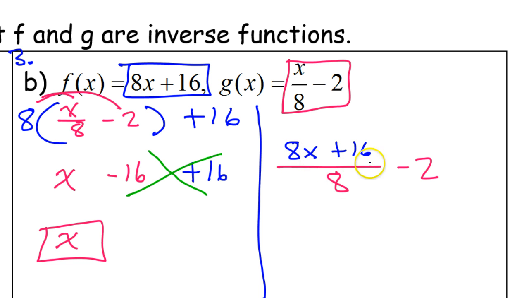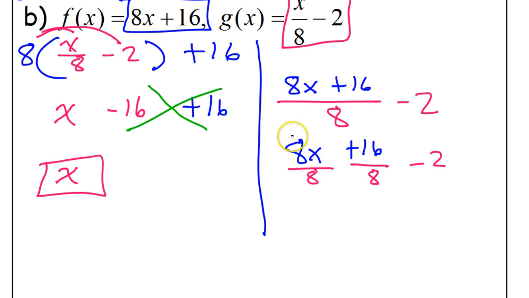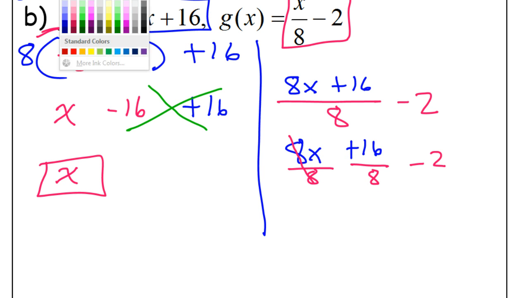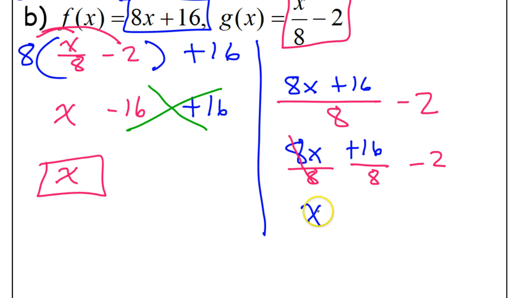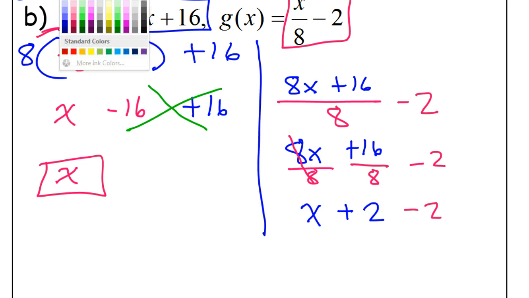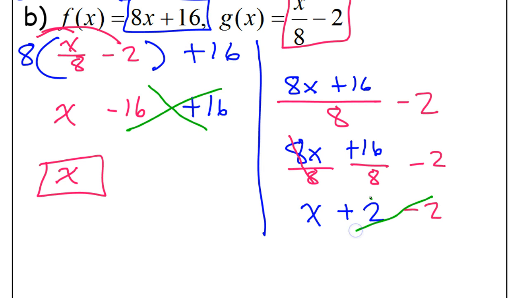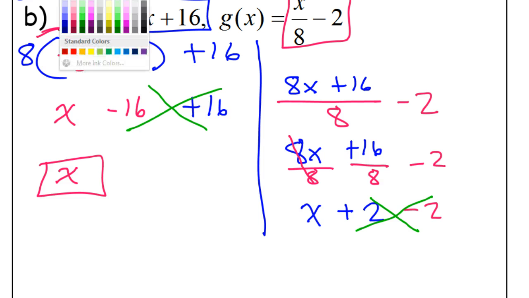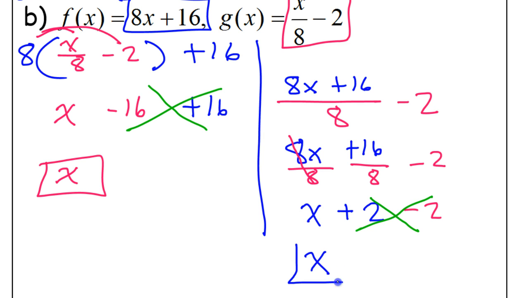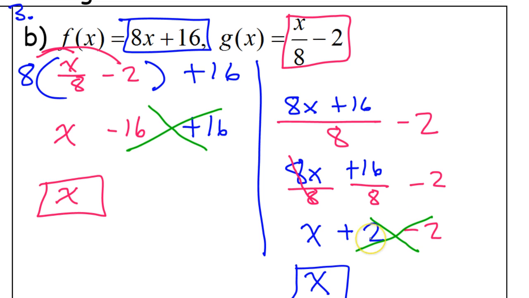Okay, I'm just going to divide each of these terms by 8. So it's like I'm doing this. There's my 8x plus 16, but I'm dividing each of these by 8 like this. And I'm just bringing down the minus 2. Now right here, these 8's just cancel themselves out. But then I've got x plus 2. And then we have minus 2. And here again, the positive 2 and negative 2 cancel each other out. And we have x. So that was number 3b.